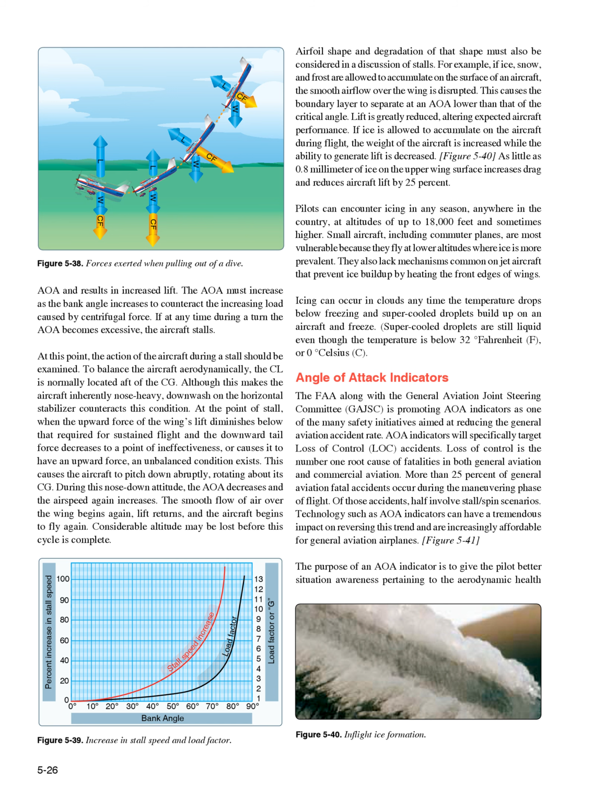Angle of attack indicators. The FAA, along with the General Aviation Joint Steering Committee (GAJSC), is promoting AOA indicators as one of the many safety initiatives aimed at reducing the general aviation accident rate. AOA indicators will specifically target loss of control (LOC) accidents. Loss of control is the number one root cause of fatalities in both general aviation and commercial aviation. More than 25% of general aviation fatal accidents occur during the maneuvering phase of flight. Of those accidents, half involve stall/spin scenarios.